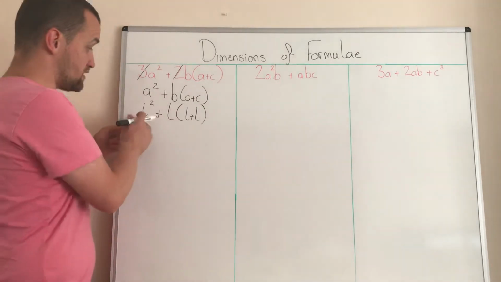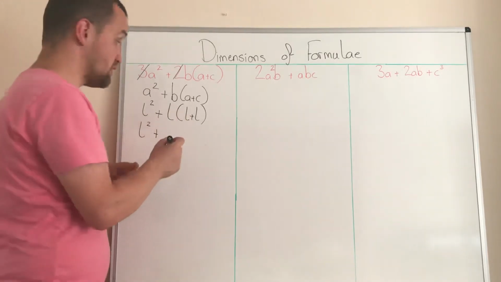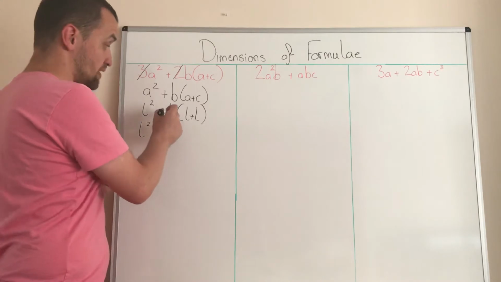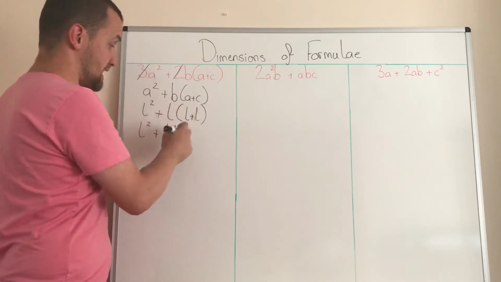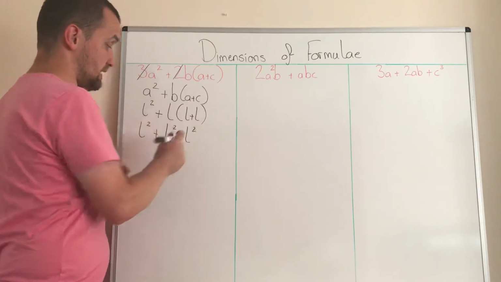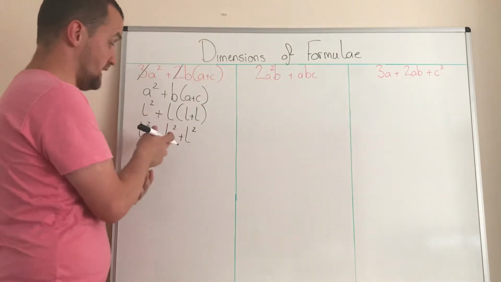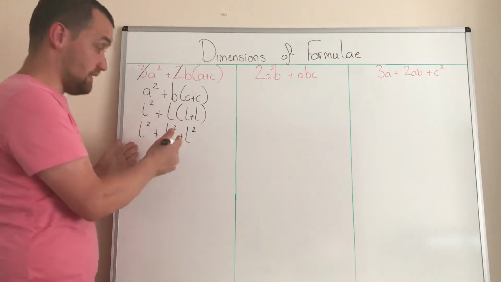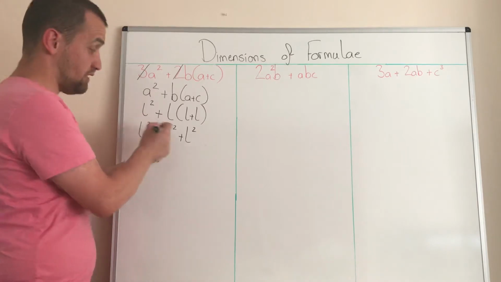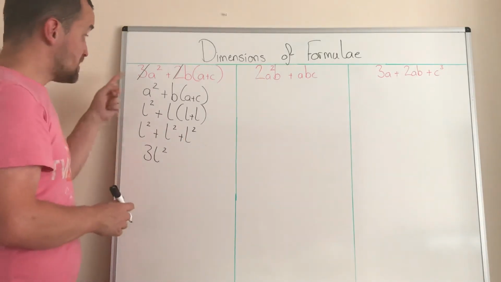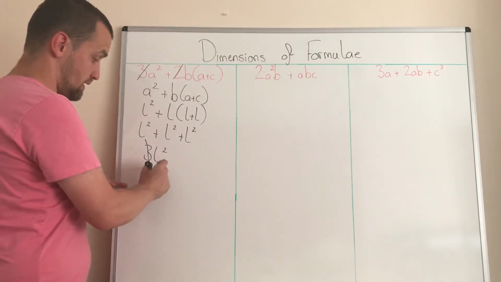Now we can't do anything with L squared, so we keep it as L squared. Plus, we've got brackets, so we're going to expand them. L times L is L squared, and L times L is L squared. So we've got L squared plus L squared plus L squared. If we simplify that, we get 3L squared, three lots of L squared. Just like we did before, we get rid of any numbers, so we're left with L squared.